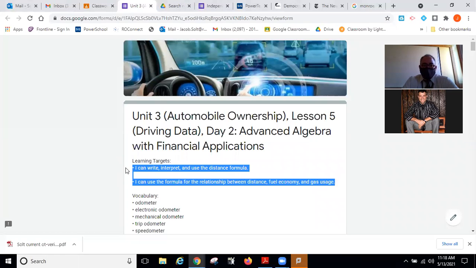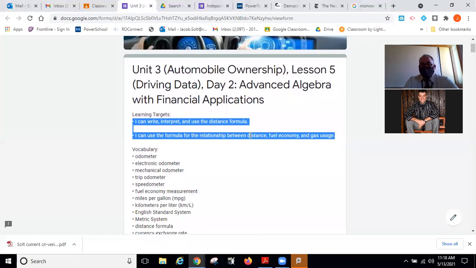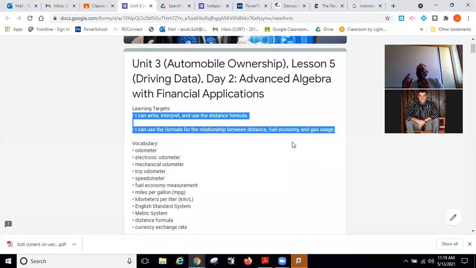One is I can write, interpret, and use the distance formula. That's distance equals the rate of speed times the time in hours, right? Speed, the rate in miles per hour times the time in hours. And we do a lot of manipulations with that. The second learning target is I can use the formula for the relationship between distance and fuel economy and gas usage. So we're doing all those things with, okay, someone drives 300 miles, they drive at 62 miles an hour. How long did it take them? You'll use that distance formula.